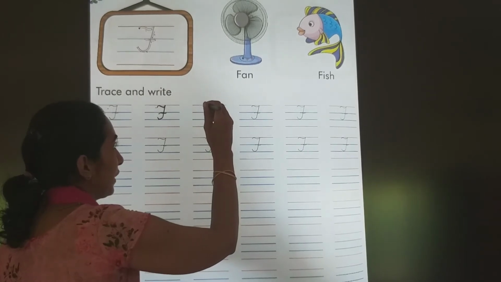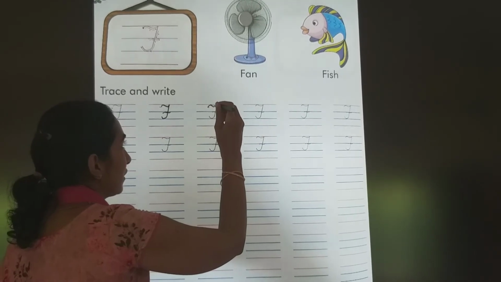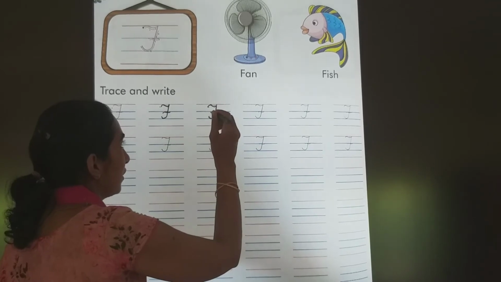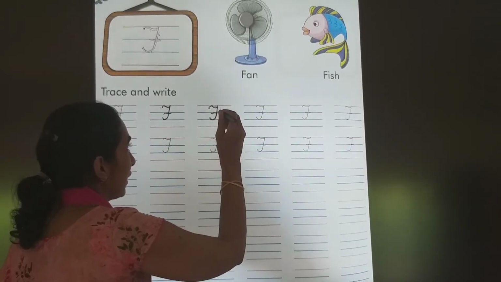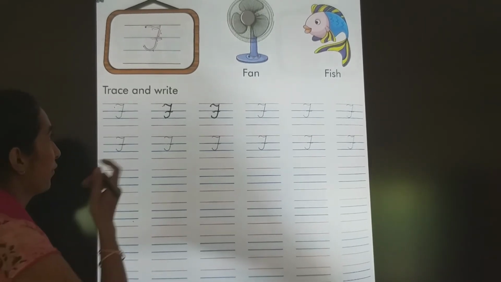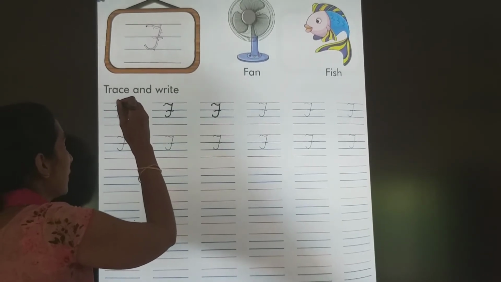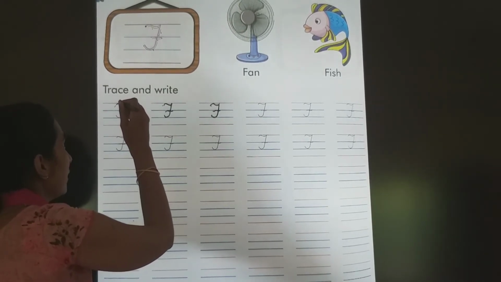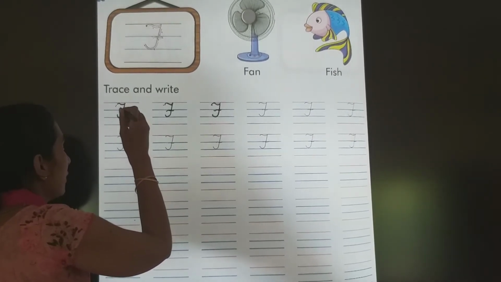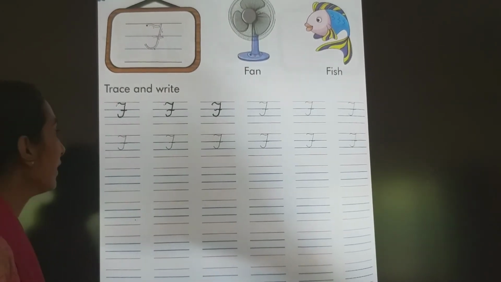Come on, do it again. Start from the red line, curve, go down to the blue line, have a curve, then a line. This is a curvy line. This is F. How will we write it? Come on, let us see again. Start from this line, go down, take a curve, and on the blue line, a small line. It is F, right?